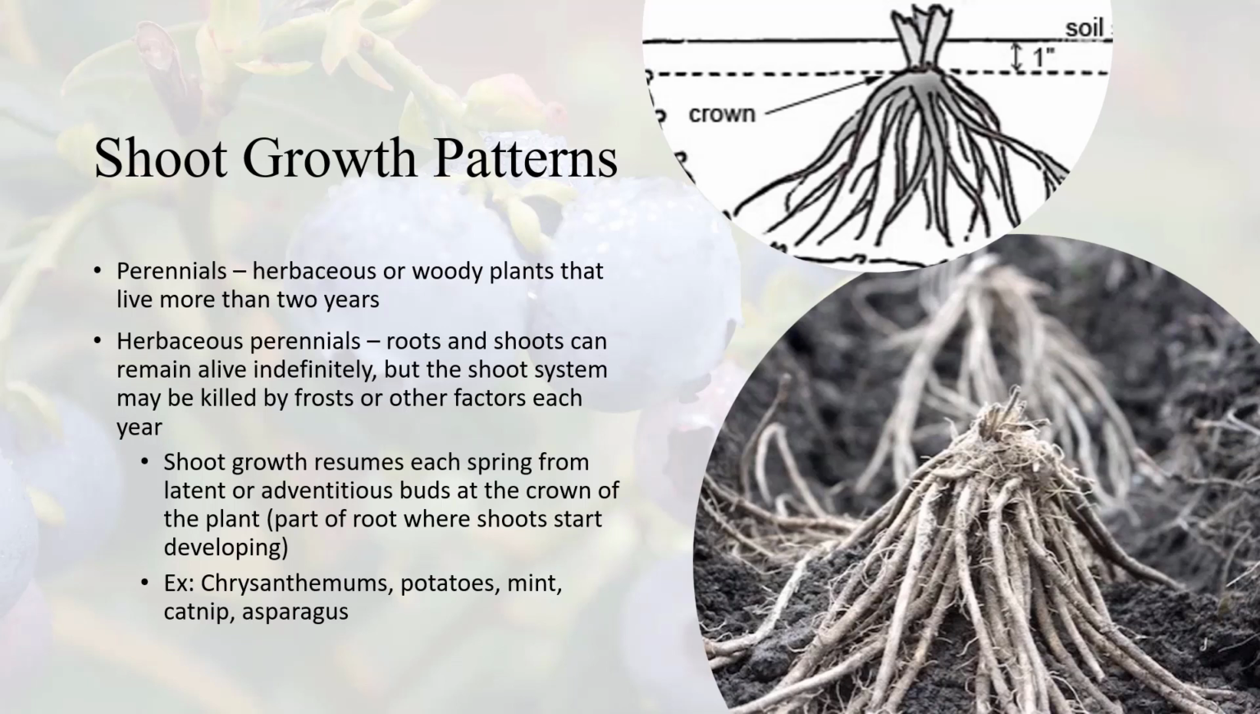So the crown is the point of the plant where the roots meet the stem right here. So think about asparagus, right? Each year it sends off new shoots that you can harvest, but those roots remain alive and dormant in the soil. And then each spring it sends out new shoots from this crown. Other examples of herbaceous perennials are chrysanthemums, potatoes, mint, and catnip.